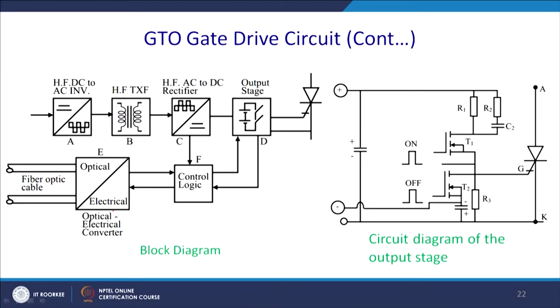For this reason we require isolation between the gate driver part, where the operator is operating, and the high voltage side. For this we can have an optical fiber cable or other isolation, or microwave. Optical to electrical conversion will be done, there will be a control logic, and this is basically the high frequency DC to AC conversion. So you have a high frequency transformer, used for its compactness.